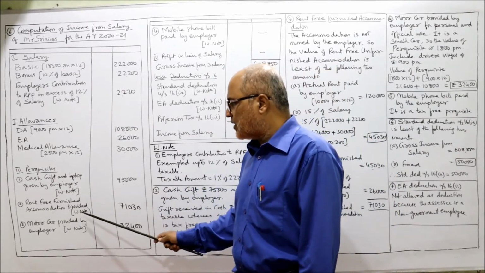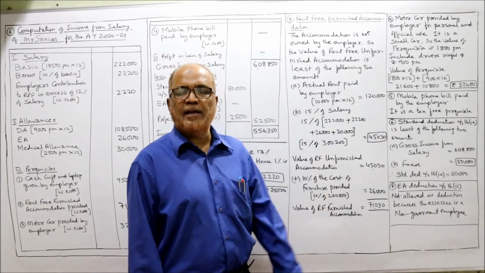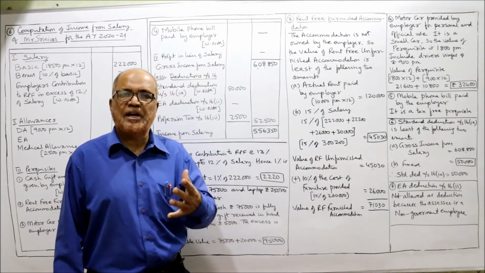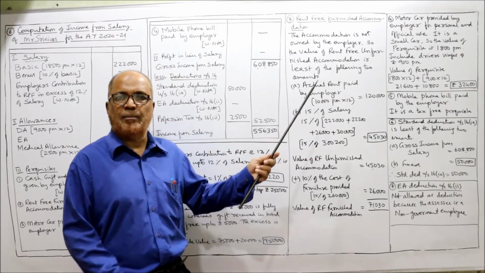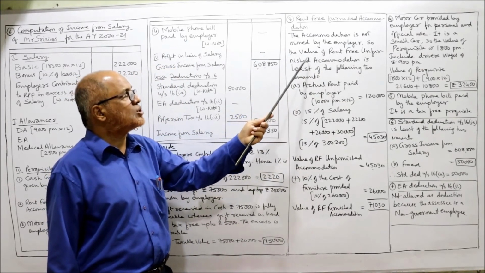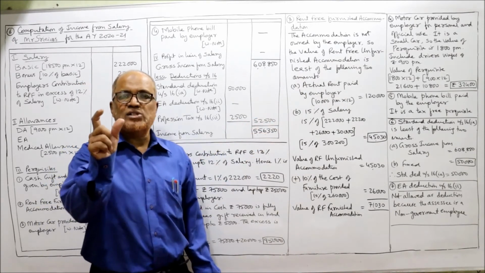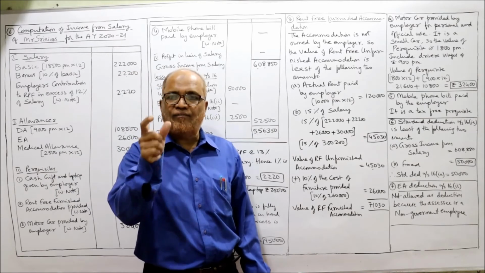Second, rent-free accommodation provided. Next, again a working note. Now I'll explain in the working note. Just now I have explained in detail regarding rent-free accommodation. So here the accommodation is not owned by the employer, so the value of rent-free unfurnished accommodation is the least of the following. First of all, you have to find out the value of unfurnished accommodation.